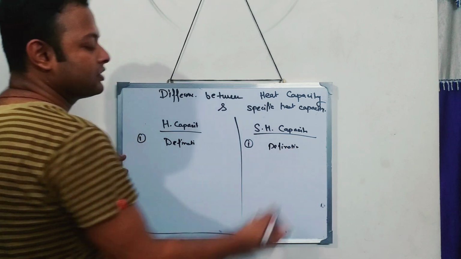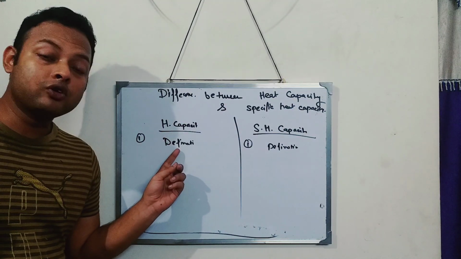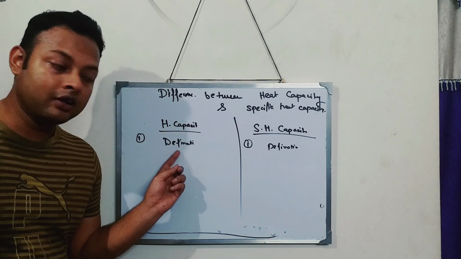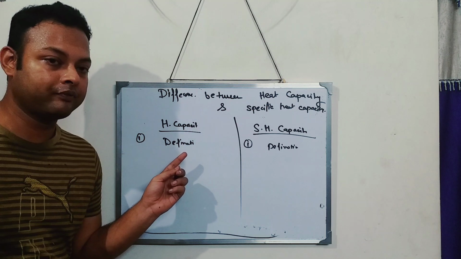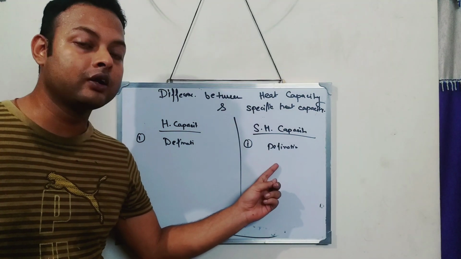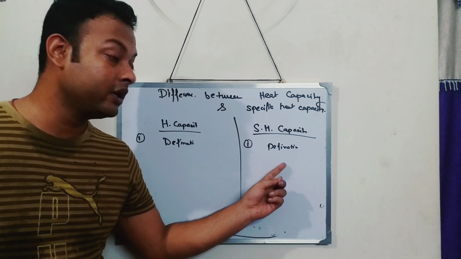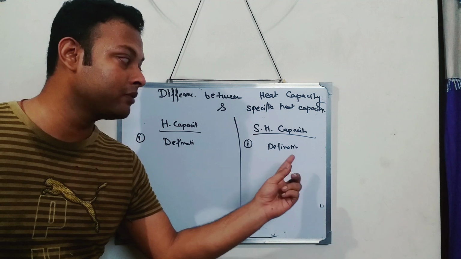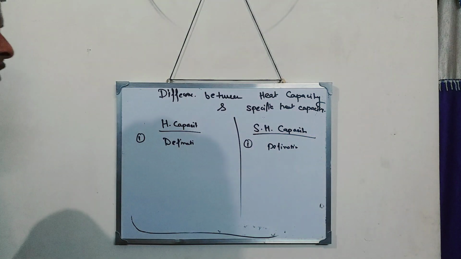What is the definition? I'm not writing it because it's very big. Heat capacity: amount of heat required to raise the temperature of the body by 1 degree. Specific heat capacity: amount of heat required to raise the temperature of a body of unit mass, or 1 kg mass, by 1 degree. So this is the first difference, the definition.